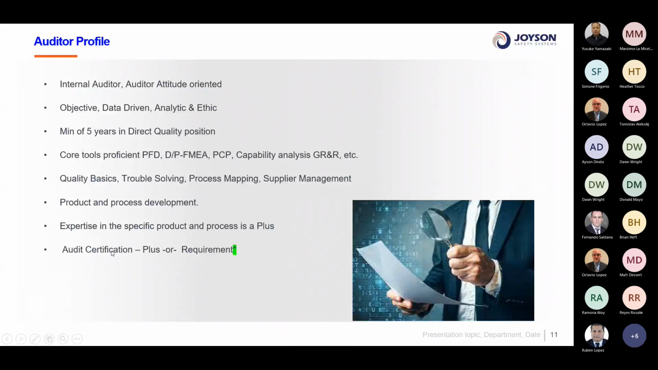Now, ideally, an internal auditor certification is ideal. If you have it, that's good. If you have the proper training and you're capable, I'm sure that you guys are good to go. If you can have an official training and official certification, that is a plus, okay?